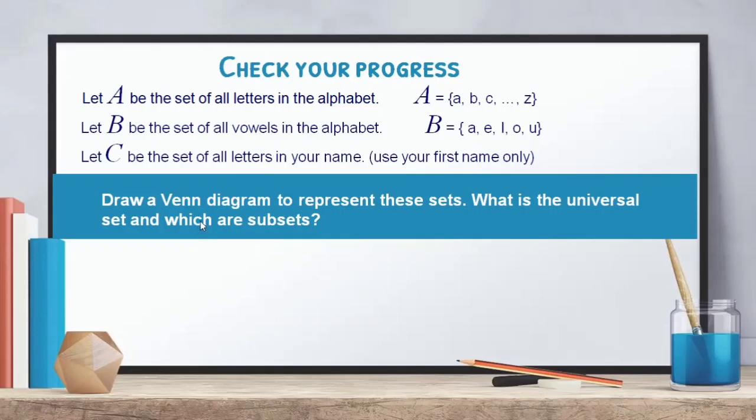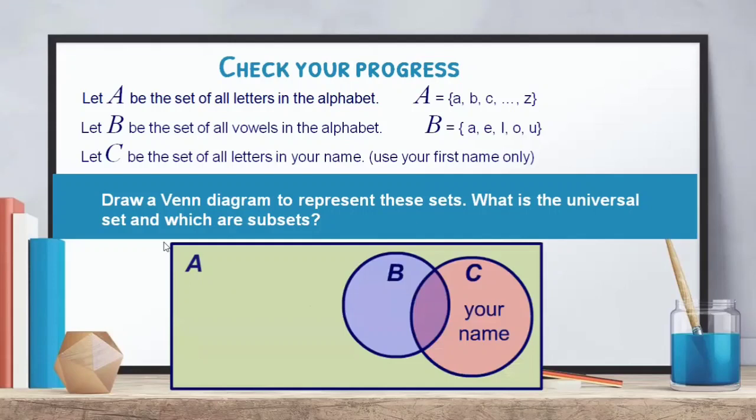Now, what are you going to do here? You're going to draw a Venn diagram to represent these sets. And then you're going to tell me what will be the universal set and which are the subsets of our set. Okay, so this will be the Venn diagram that you're going to do. Okay, so for A, you list down there all the letters of the alphabet. For B, you list down there all the letters of the vowels or the vowels of the alphabet. And for C, you list down there all the letters of your name.